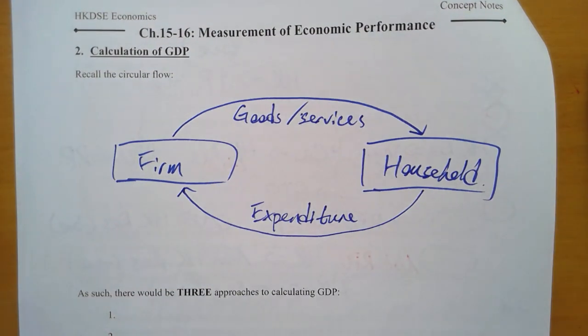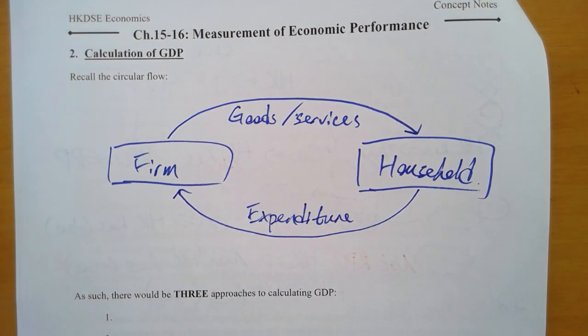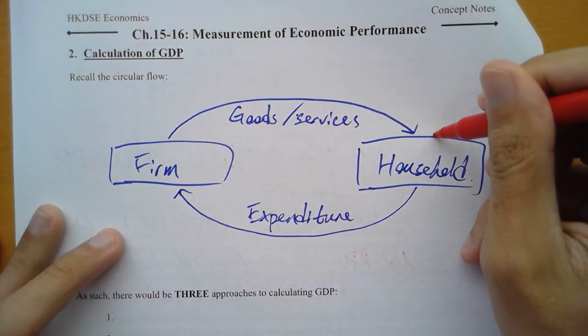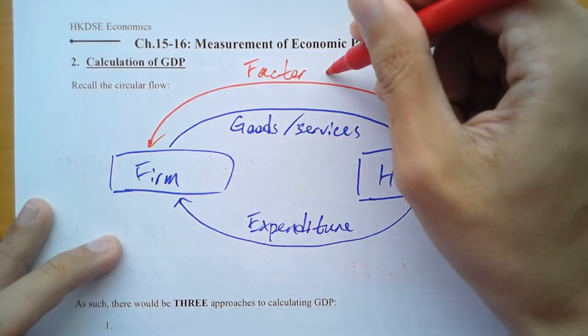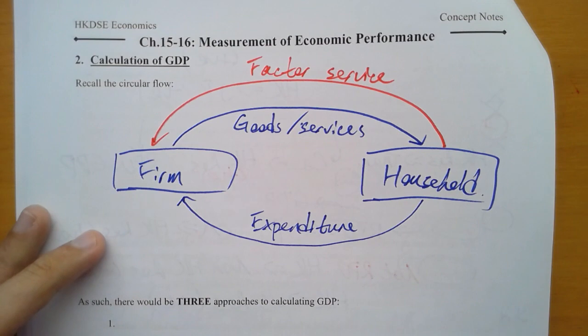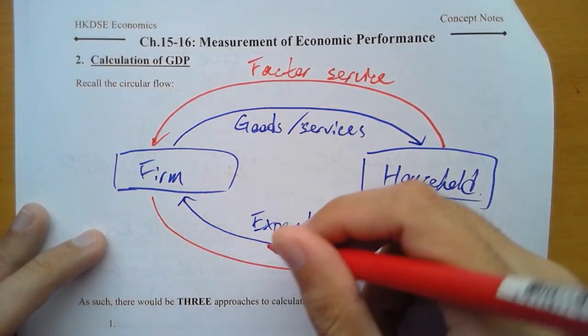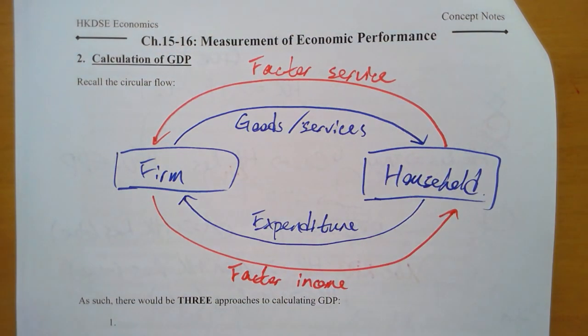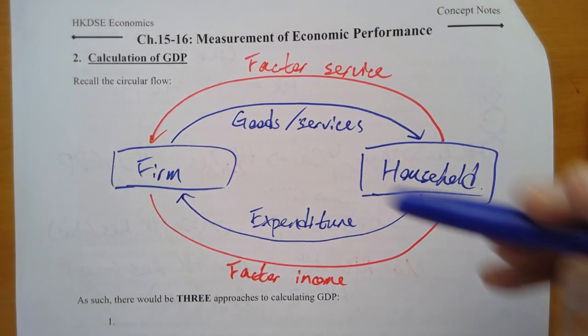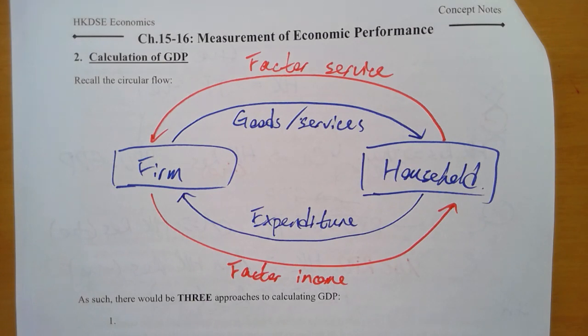Okay, now on the other hand, how do firm make production? Now remember, they need people, they need labor, etc. Okay, therefore they also ask for the service of household. We call it factor service. In return, they need to give them back something we call factor income. Now remember this, right? Now here you see we have 4 arrows.